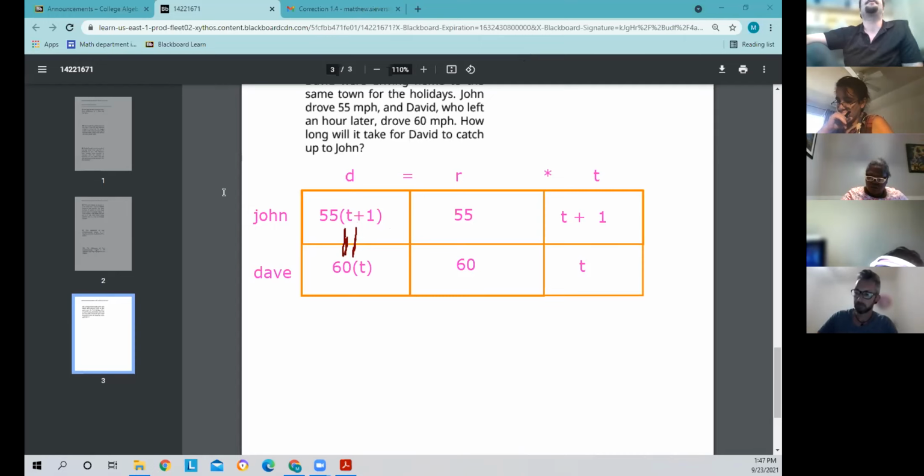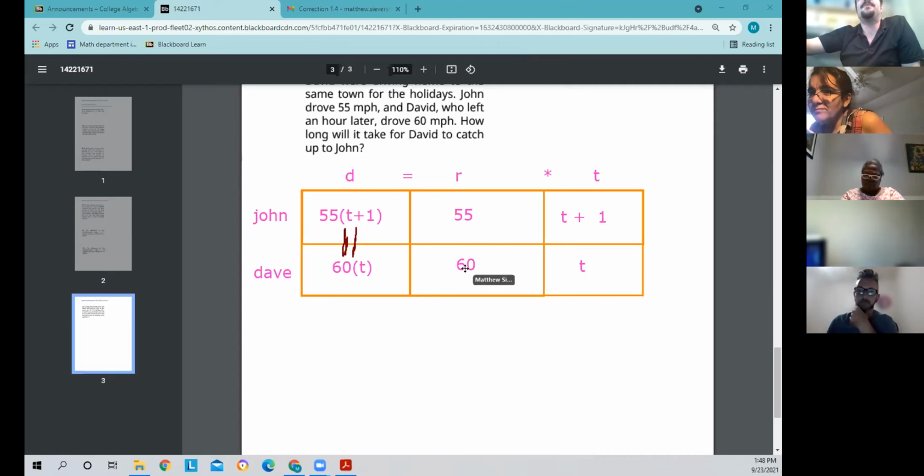First let's look at the table, just for a second. I know we're over by like 8 minutes probably, but we're almost done. This is one of the more difficult problems that we'll ever go over in class. Do we understand where everything is coming from in the table? We get 55 miles for John, 60 miles for Dave. That's coming almost straight from the problem itself. We know that Dave leaves an hour later. So if this is t, this one has to be t plus one.